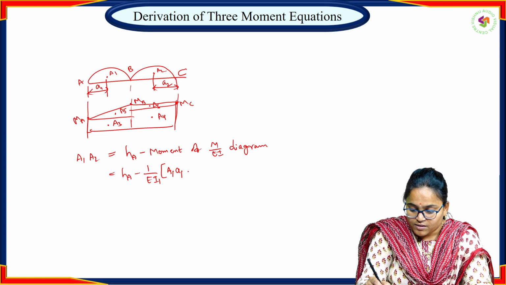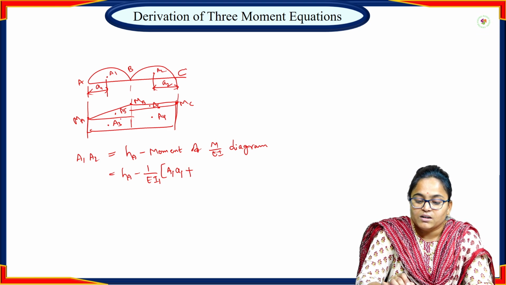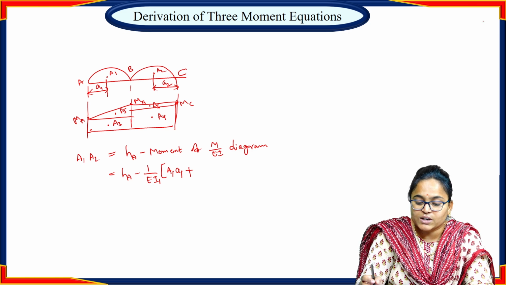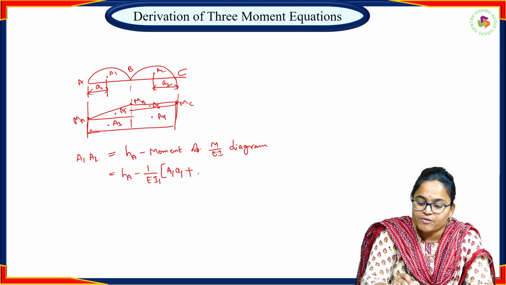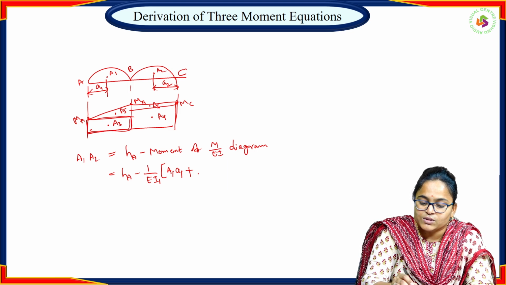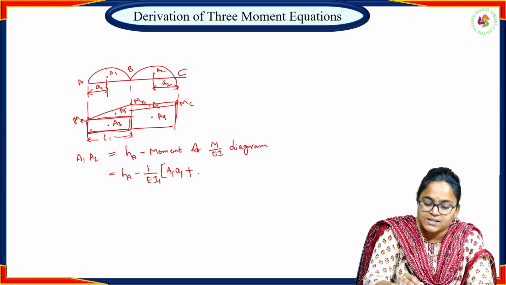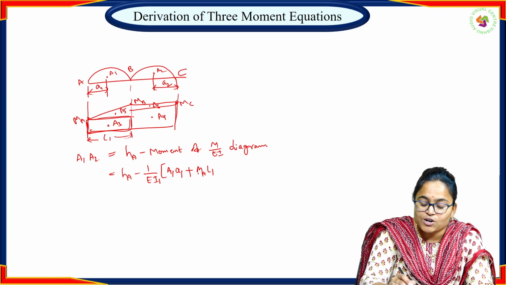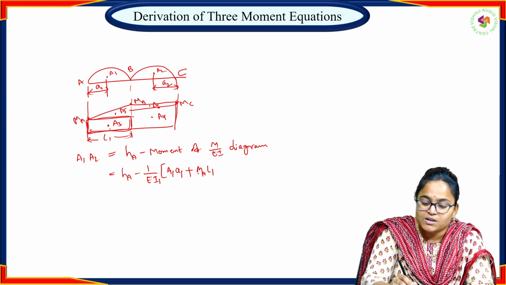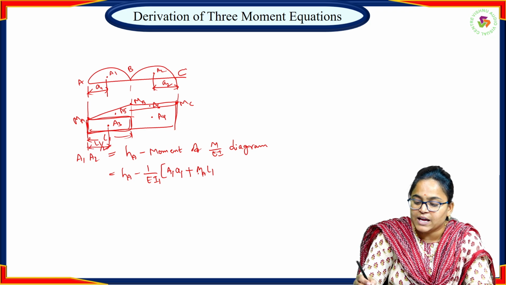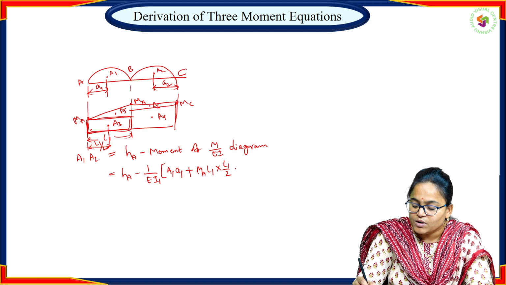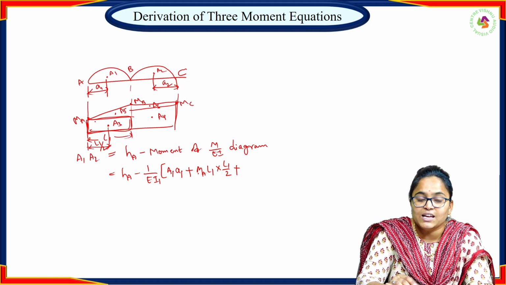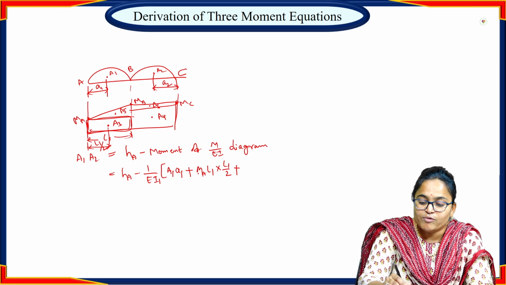Now we can write the same thing for the fixed BMD in span AB. So this is the rectangle. Now for A3, the area of the rectangle is, so this is L1 and this is MA. So MA into L1, and the centroid, CG of this area A3, for a rectangle it is L by 2, that is L1 by 2 for the AB span, plus we have a triangle in the AB span.